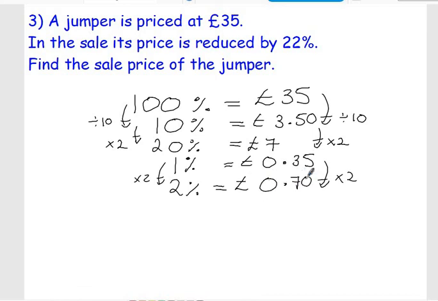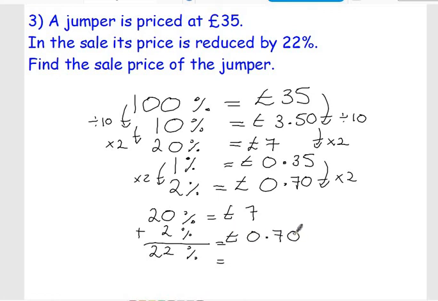So lastly, we need to add up our 20% and our 2% to give us the 22%. So we know that 20% is equal to £7, 2% is equal to 70 pence. So we can add in 2 zeros there if we want to, meaning our total 22% is going to be £7.70.